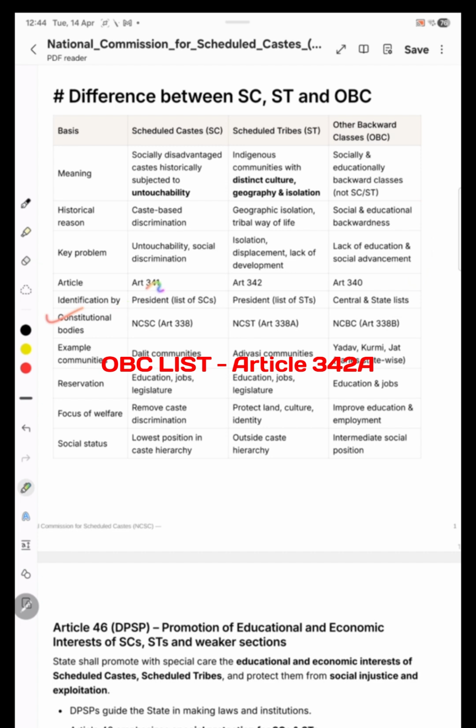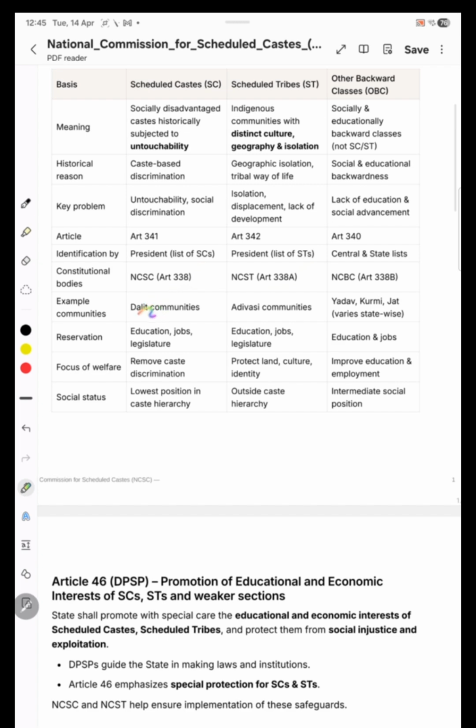So we have three constitutional bodies. For SC we have the National Commission for Scheduled Castes. For Scheduled Tribes we have the National Commission for Scheduled Tribes, and for OBC we have the National Commission for Backward Classes. And these are the articles: Article 338, Article 338A and Article 338B. Example communities for Scheduled Castes are Dalit communities; for Scheduled Tribes, Adivasi communities; for OBCs, Yadav, Kurmi, Jat communities. Okay, so this varies state-wise.